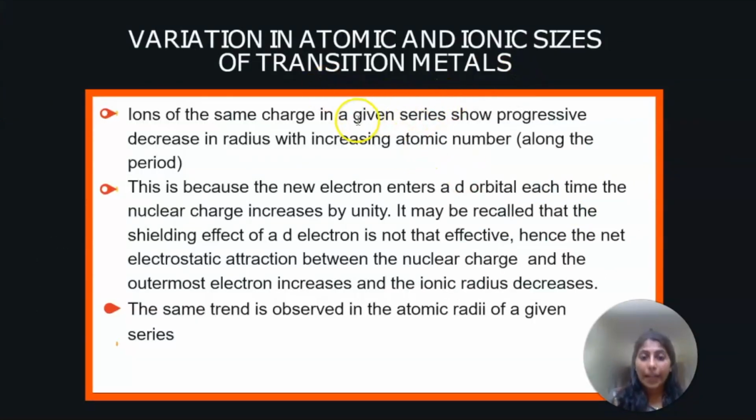Variation in atomic and ionic sizes of transition metals. The ions of the same charge in a given series show progressive decrease in radius with increase in atomic number. This is because the new electron enters a d orbital each time and the nuclear charge also increases by unity. The shielding effect of the d electron is not that effective, hence the net electrostatic attraction between nuclear charge and the outermost electron increases and thus the ionic radii decrease. The same trend is observed in the atomic radii of the given series.